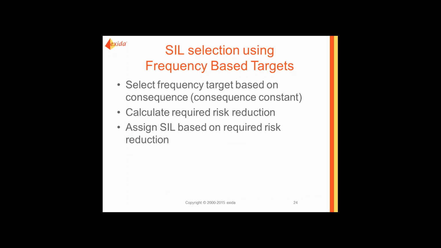So then, frequency-based targets. The first two that we looked at, the risk matrix and the hazard matrix, were qualitative or qualitatively based. Sometimes they're known as semi-quantitative because you can define certain parameters. But ultimately what they do is get you into a typical SIL band, a typical band of risk reduction.